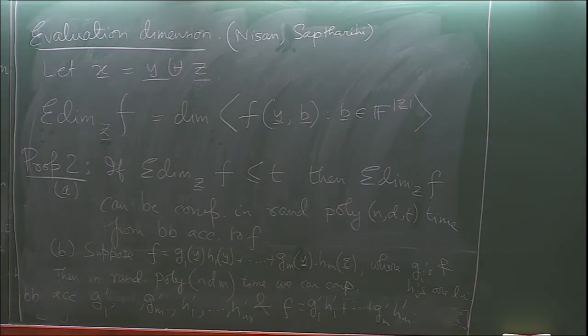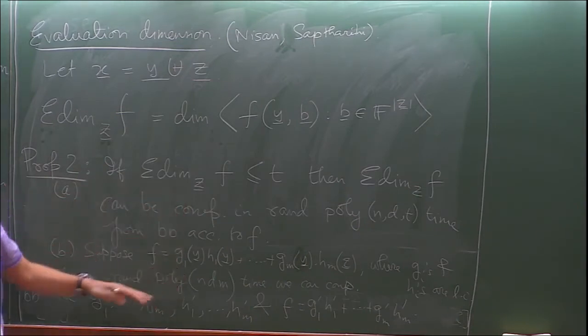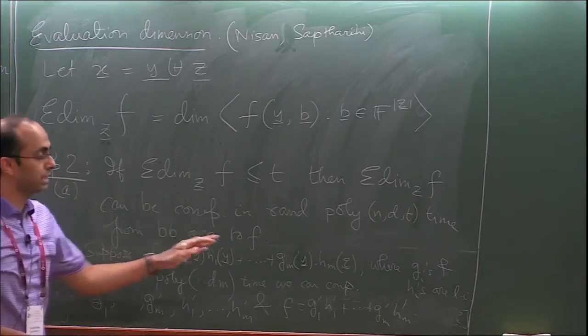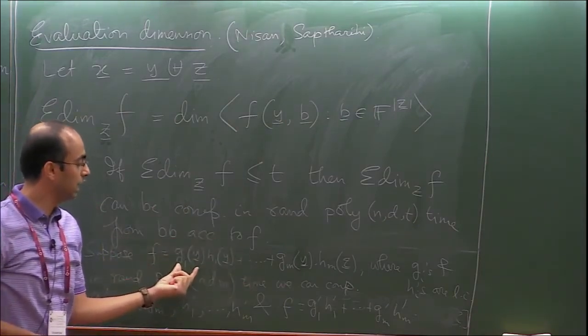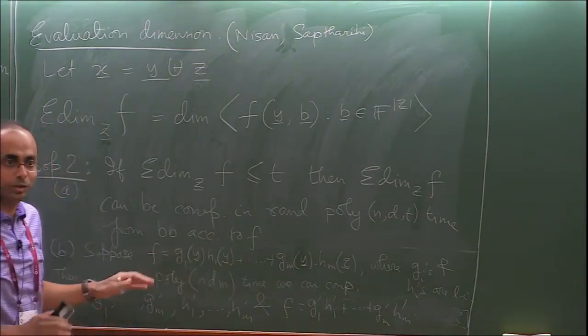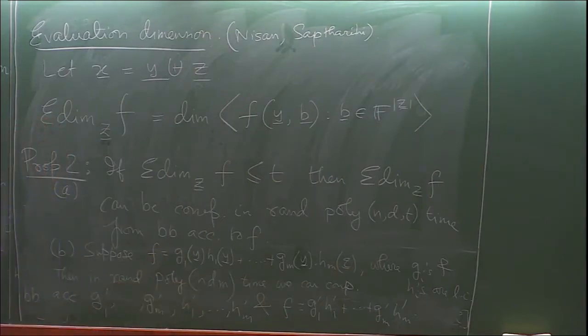This is nice because not only can you compute the evaluation dimension, you can also find such an expression, which is sort of certifying the fact that the evaluation dimension of f is m by finding linearly independent G's and H's. And this is the place where it helps in reconstruction, because you're sort of reconstructing an expression for f, right?